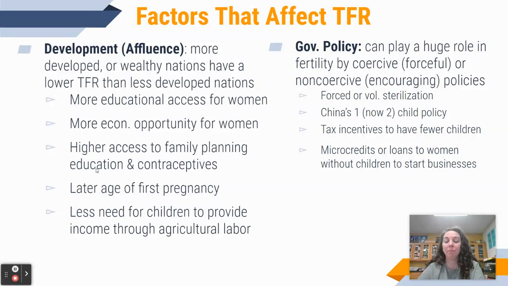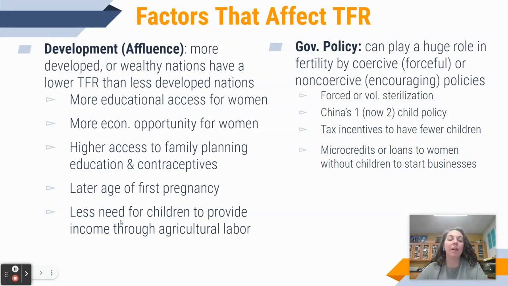Later age of first pregnancies. So once again, when we start moving into these more developed nations, it's not common or really accepted for very, very young children to marry and have children like it is in some other countries. So that's going to reduce the total amount of children that they're going to have over their lifetime.